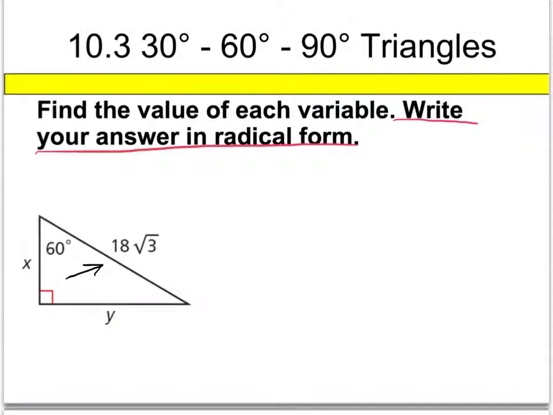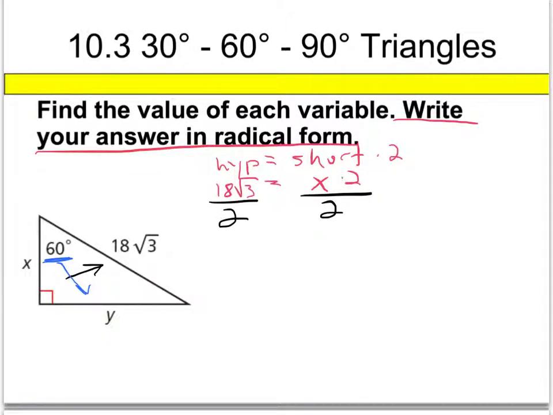Alright, so let's see how we did. Again, hypotenuse is equal to your short times 2. Okay, our hypotenuse is 18 times the square root of 3. It means our short leg is which variable? It's going to be x. Again, we know that this side right here is 60 degrees, which means that tells me my y is the long side. So we need to take your short, which is x, times 2. How do you get rid of that 2? You divide. Okay, exact same steps as you've done in the one-step equations.